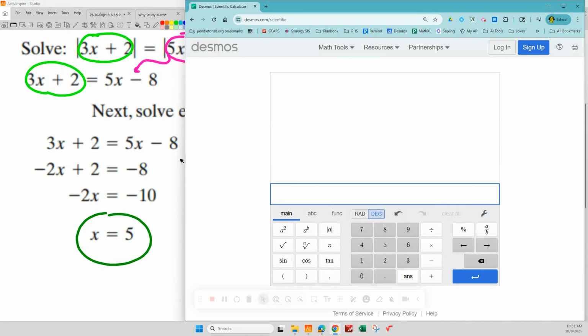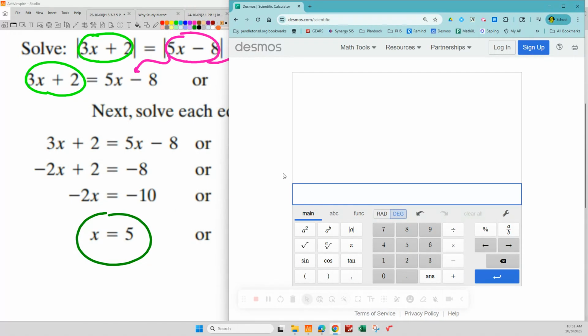So remind me how to do that again. F of x, I said f of x equal to the expression on the left side. So what is that? Absolute value of 3x plus 2. Okay. How about the right side? What do I do? G of x. What's the right side? Absolute value of 5x minus 8.